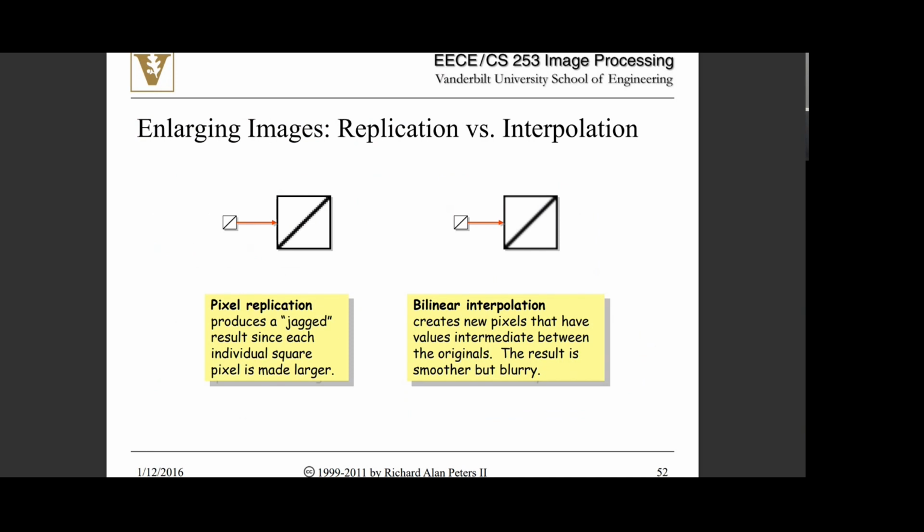The next interesting idea: this replication is associated with nearest neighbor interpolation. But we can do better. We can do the line interpolation that I did when I was going from 10 to 20, and then in the middle we have 15. This will be called bilinear interpolation.